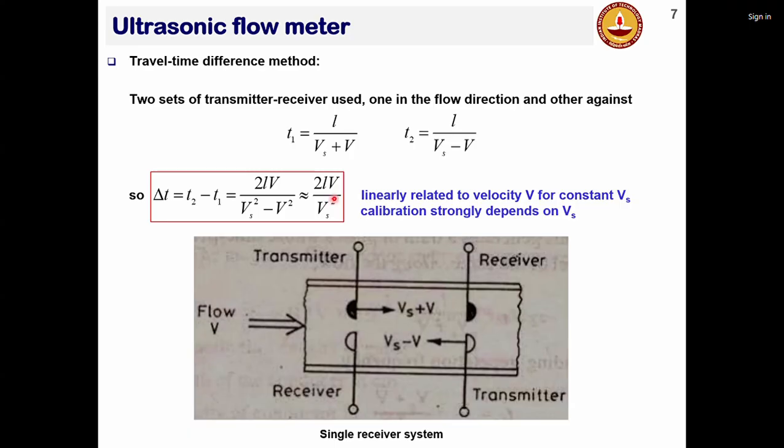So if you know the time difference between the travel time of this signal in these two cases, that means you are able to measure delta T using a control system, and you know the length where they are located, and you know the sound wave velocity, you should be able to accurately measure the flow velocity.